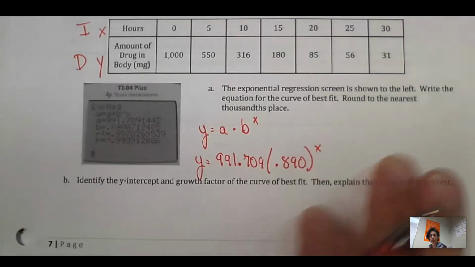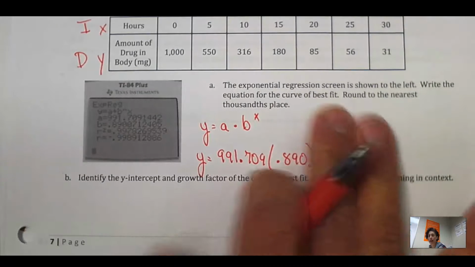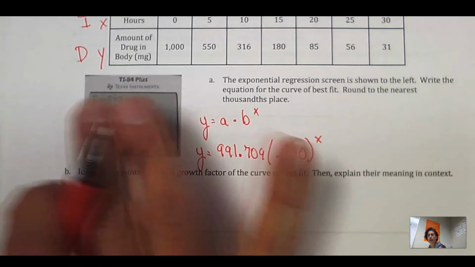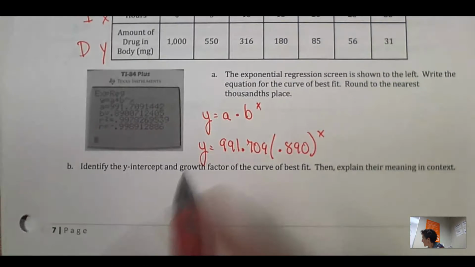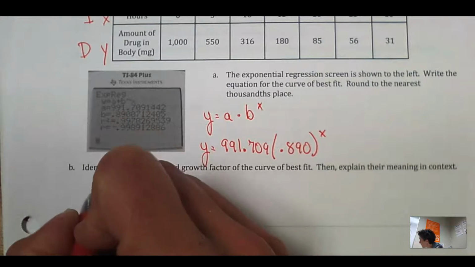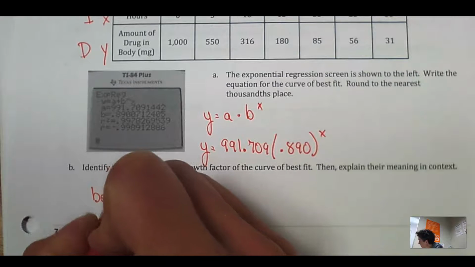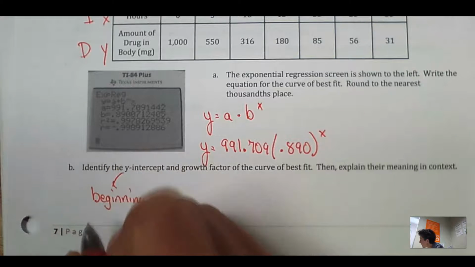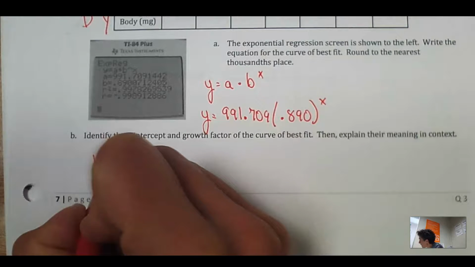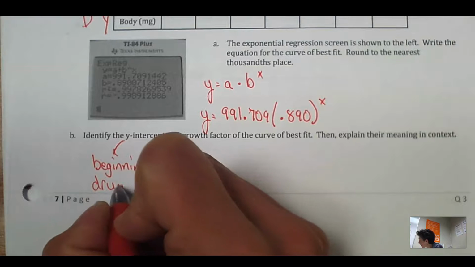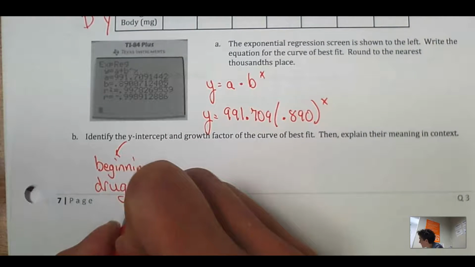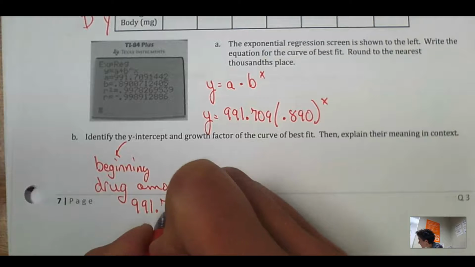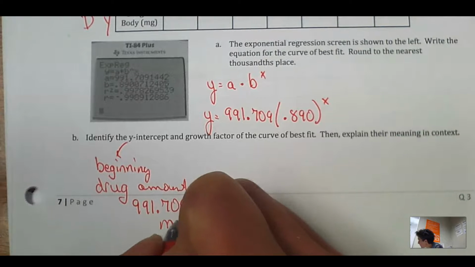Whenever it says write the equation for the curve of best fit, line of best fit, you got to take this stuff and put it into the equation format that they give you. So we're going to do the same thing. What's my y-intercept? Well, that's my beginning. And then since it's y, it's the beginning drug amount. And I know that B is this 991.709, and I will label it.